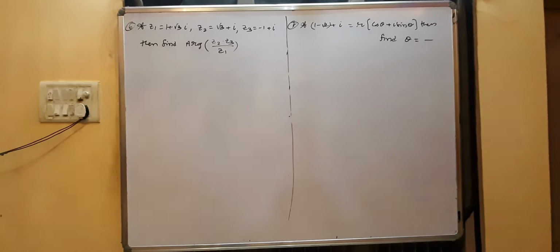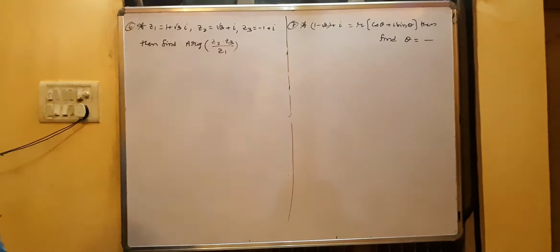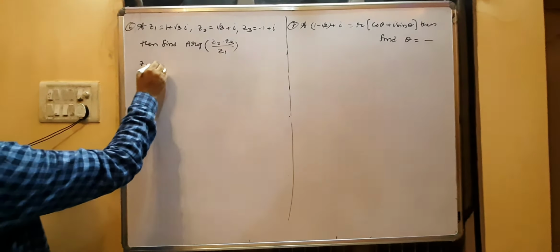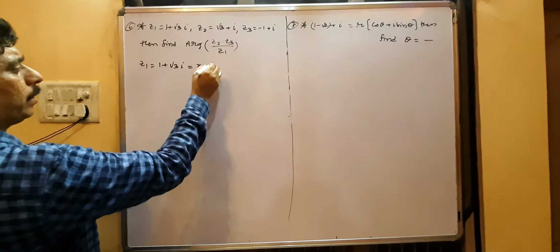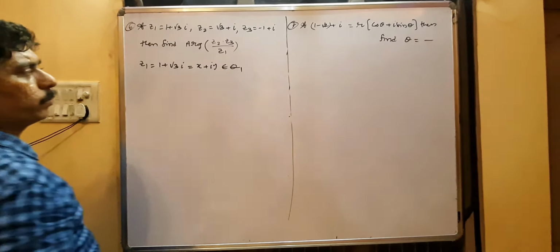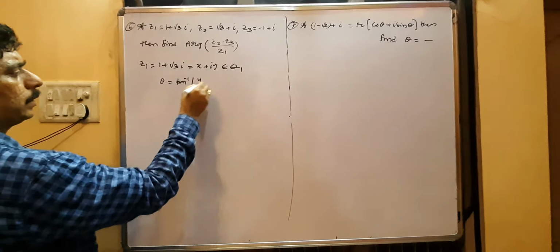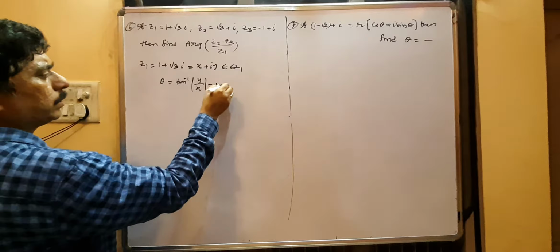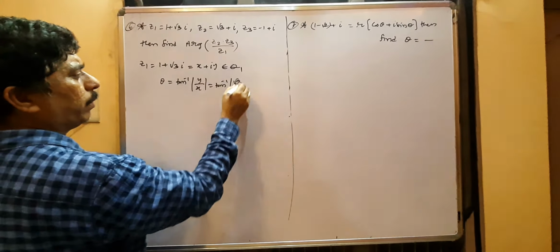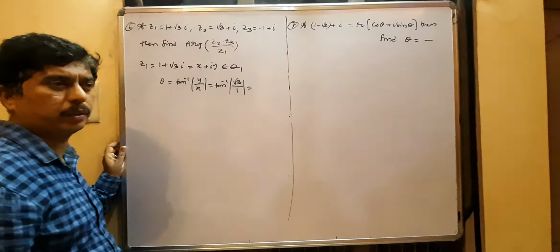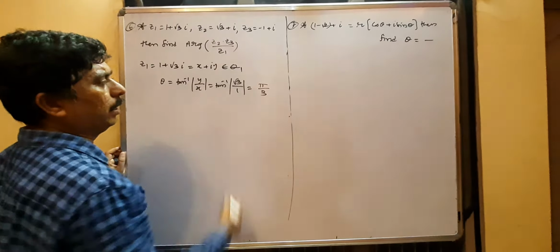Coming to same model, next question. Z1 is given, z2 is given, z3 is given. Z1 is 1 plus root 3i. This is x plus iy belongs to first quadrant. Then theta is tan inverse of mod y by x. So that is tan inverse of root 3 by 1. When tan is root 3, that is 60 degrees, that is pi by 3.